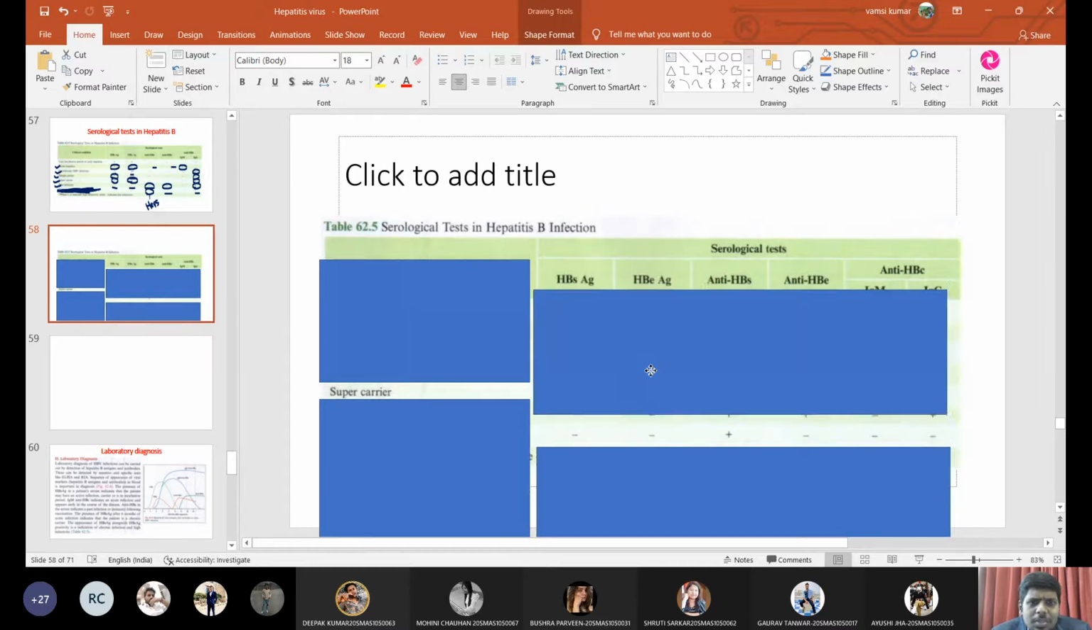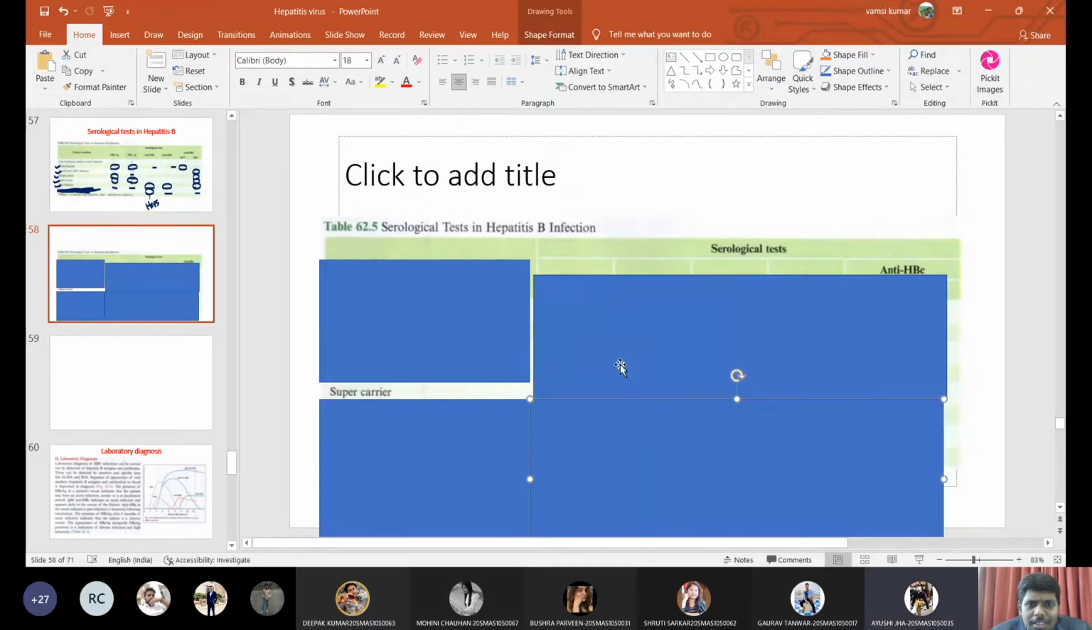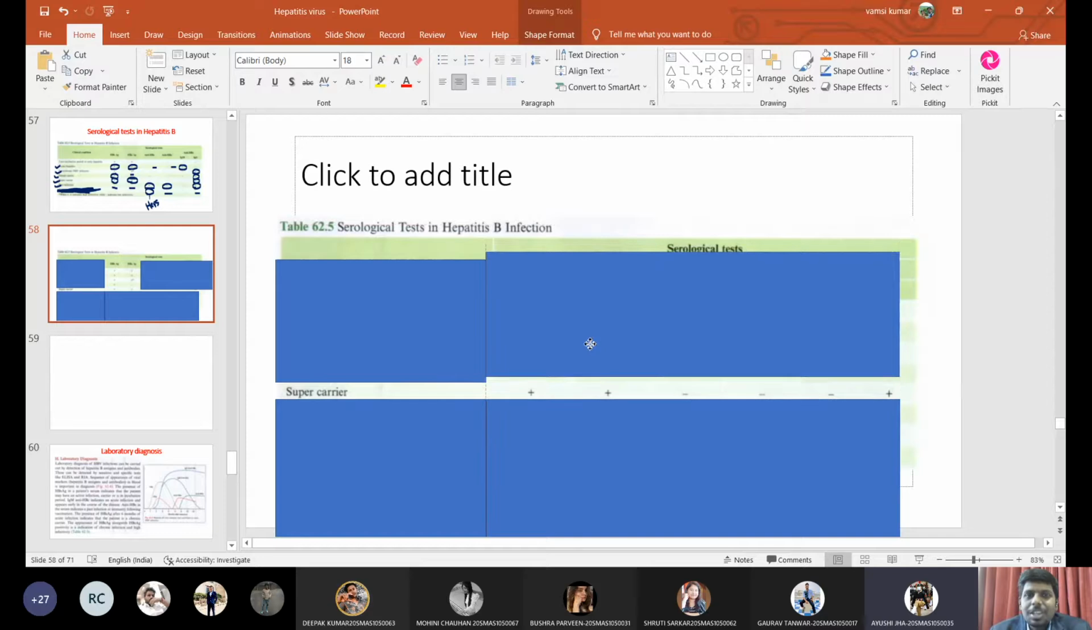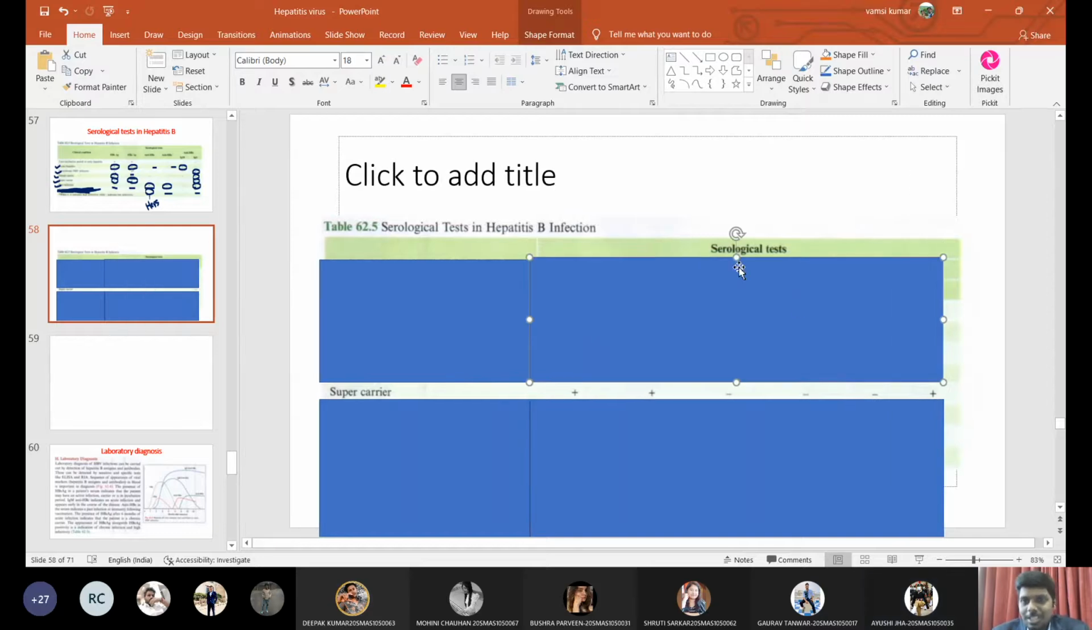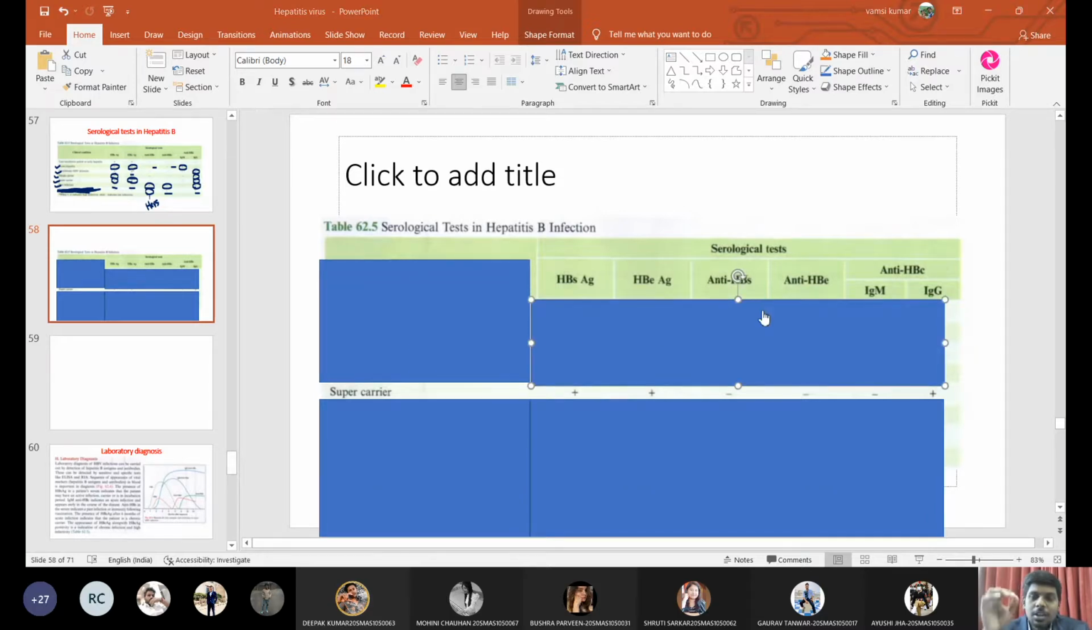What will be the pattern in supercarrier? Sir, in supercarrier, both surface and envelope antigen is present with IgG core antibody. Very good, students. So now you become experts in diagnosis of hepatitis. No matter whatever card test you are performing, by seeing the results, you can interpret the stage of the infection, right?